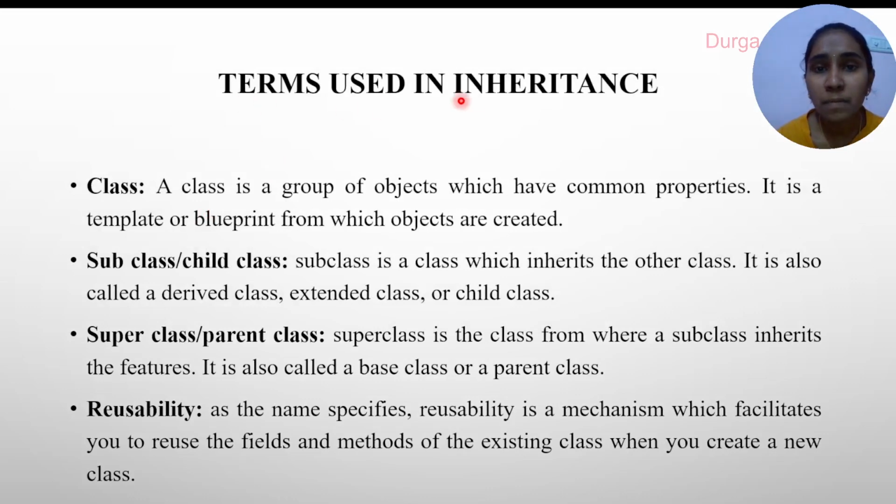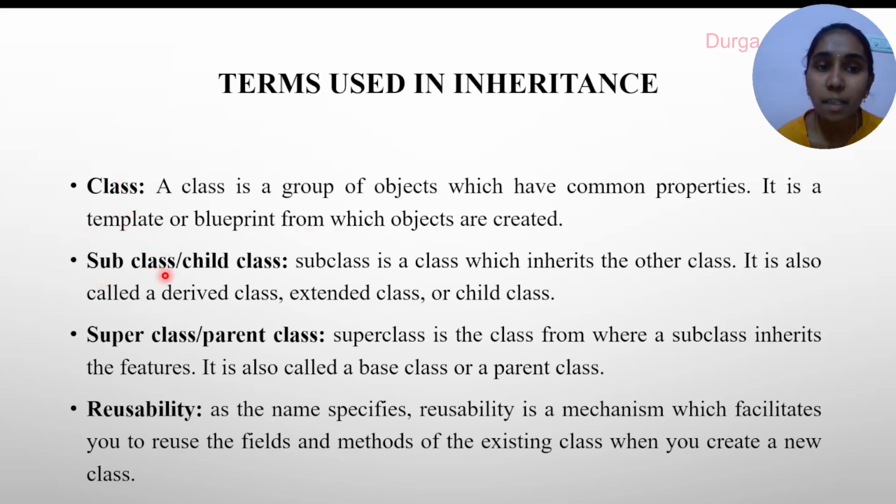So what are the terms used in inheritance? The first one is class. Class is nothing but a blueprint. Blueprint is nothing but one model. It is a blueprint which contains the variables and methods. It is a group of objects which have common properties. So we can say class is nothing but either a template or blueprint.